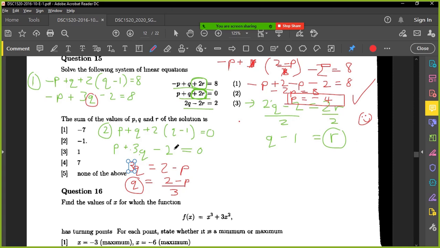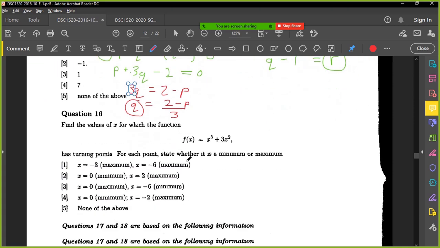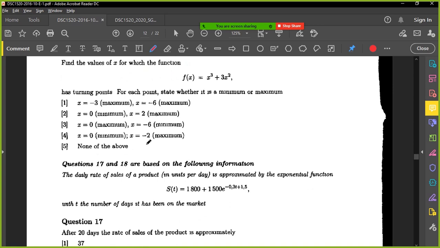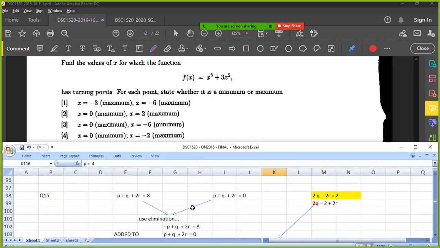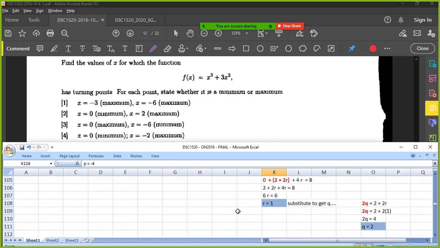Okay, happy with this one? Yep. Nice. Okay, 16. Tell me what to do. What's the approach going to be? Okay, so find the values for x. Okay, so they want the turning point. So state whether minimum or maximum.